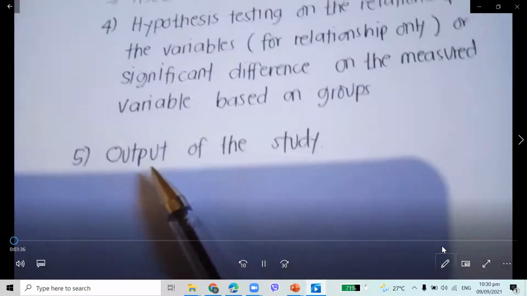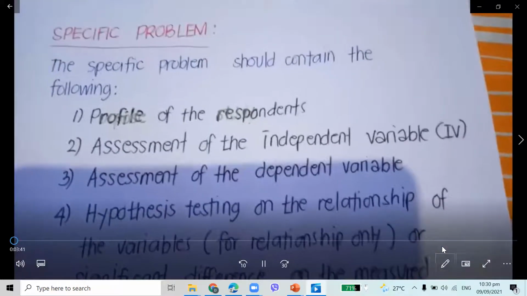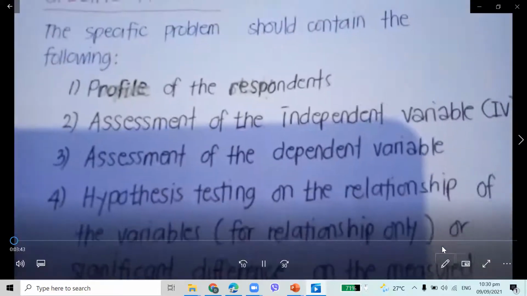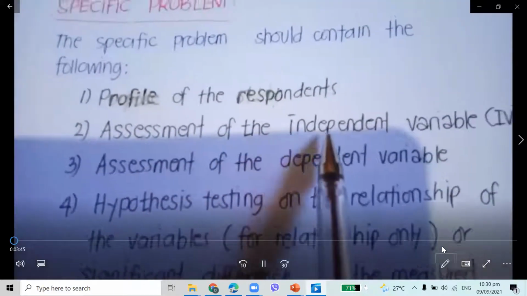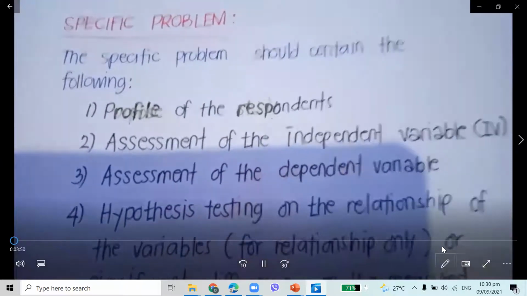And finally, we have the output of the study. Before creating the general and specific statement of the problem, it is of paramount importance that we understand first the difference between independent and dependent variables.